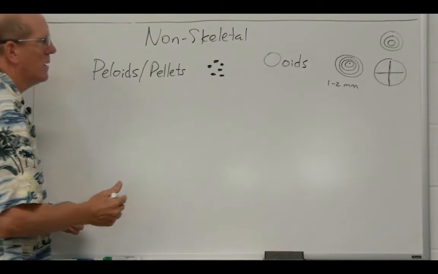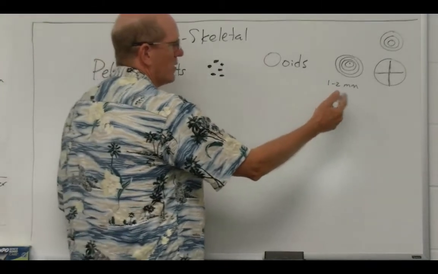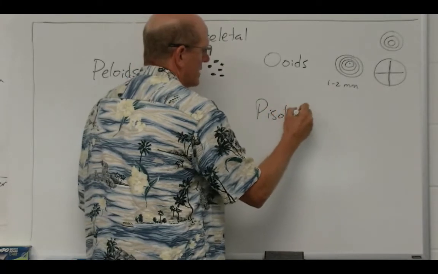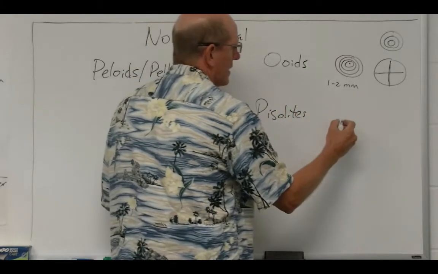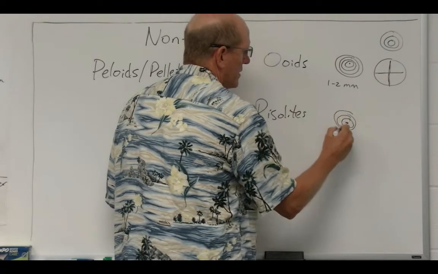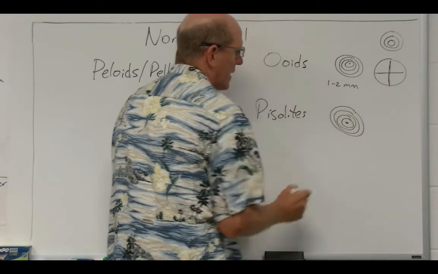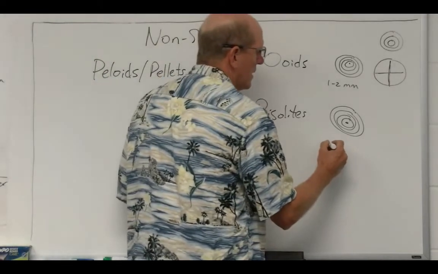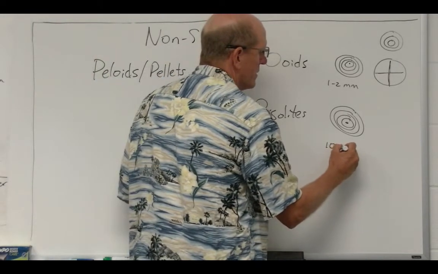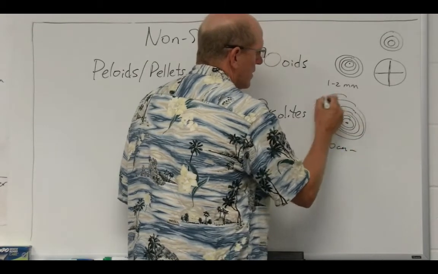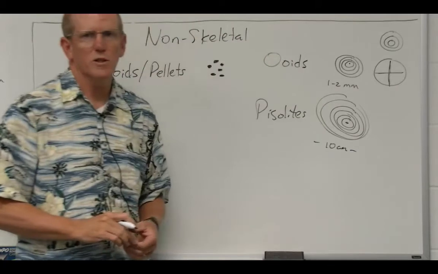The next one, if we think of ooids as sort of 1 to 2 millimeters, the next one would be pisolites. These commonly are larger. They obviously generally have a nucleus too. They can be more asymmetric, but they're bigger. They can be up to approximately 10 centimeters in size. So these are much, much larger structures.